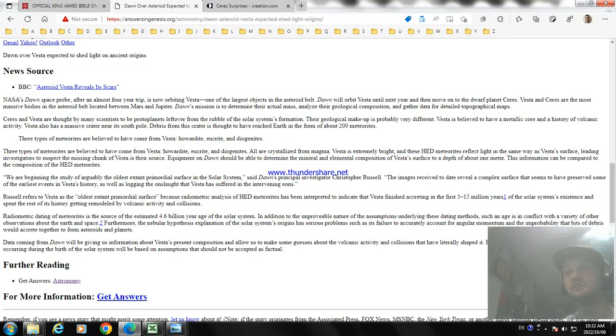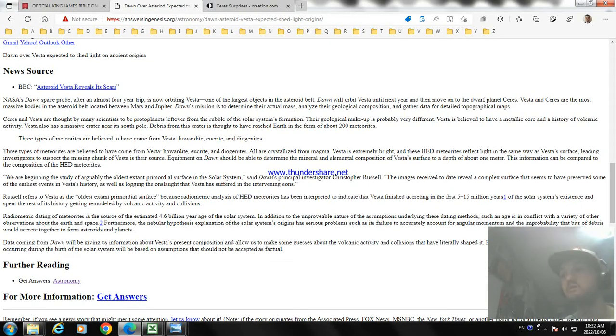Equipment on Dawn should determine the composition of Vesta's surface to a depth of about one meter. This mission is compared to the study of HED meteorites, or the beginning of the study of the extent of the external surface of our solar system, said Dawn's principal investigator Christopher Russell.